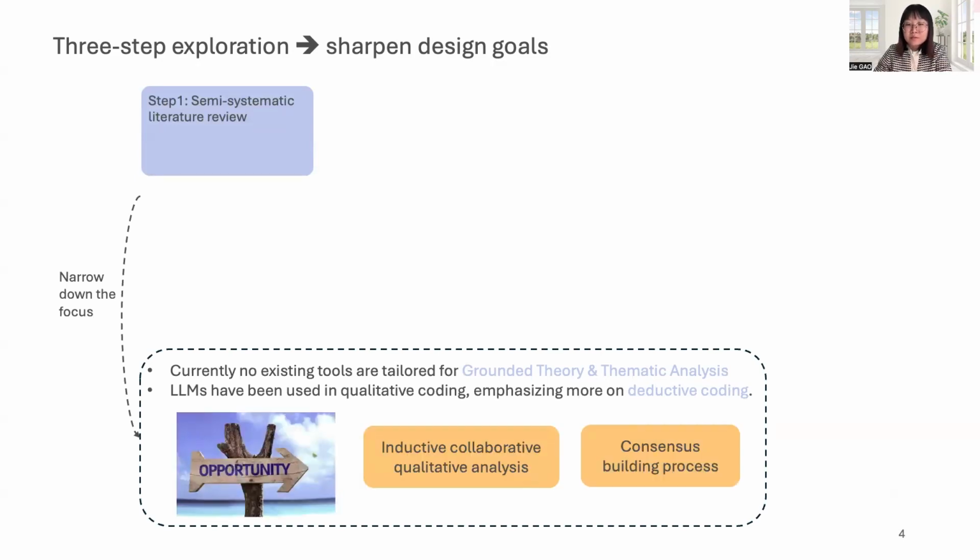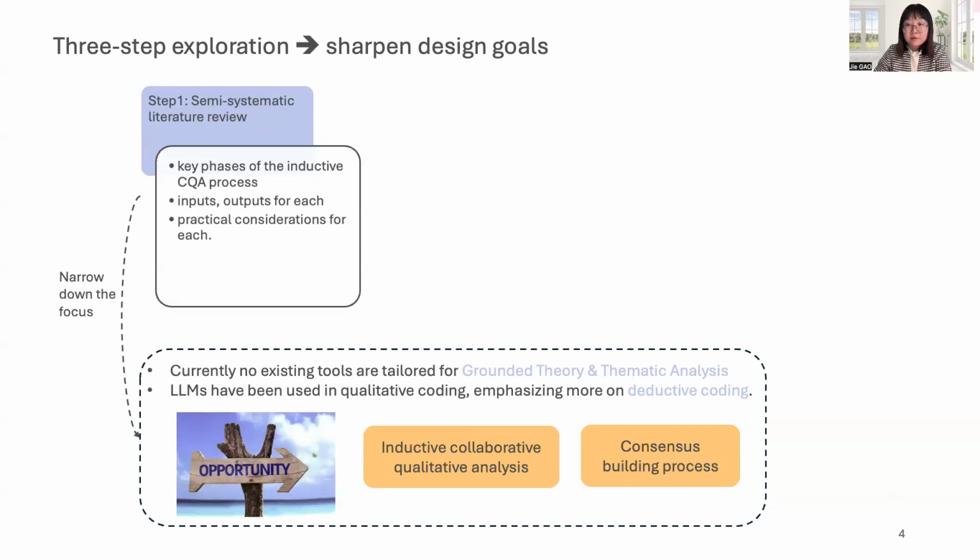Therefore, we decided to concentrate our efforts on inductive collaborative qualitative analysis, with a particular emphasis on the consensus building process. More specifically, we identified the key phases of the inductive CQA process, inputs and outputs, and practical considerations for each phase, which informed our initial design goals, from design goal 1 to design goal 7.